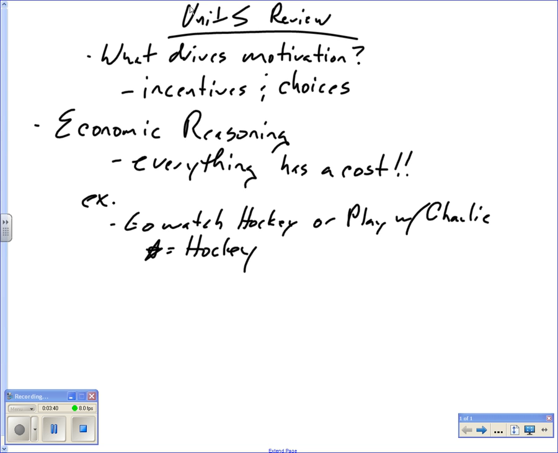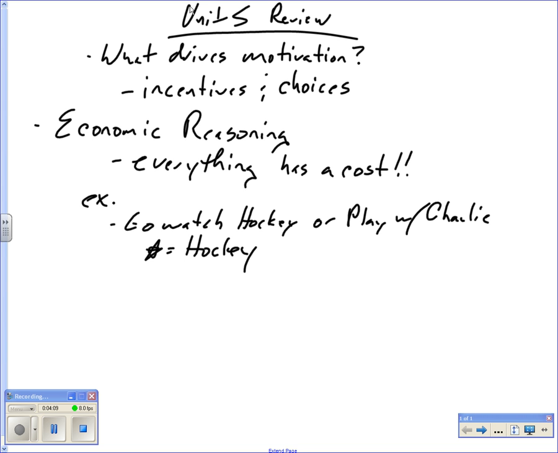Now, there's a lot of things that go into those decisions. Why did I choose to go watch hockey? Good. The hockey game is only last night. I already played with Charlie earlier. I can play with Charlie today. I'm not going to go watch another hockey game at a buddy's house until maybe Saturday. So I have all of Thursday, all of Friday, all of Saturday, all of Sunday to play with Charlie. So for this, the costs are less.